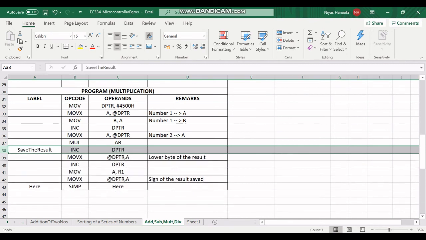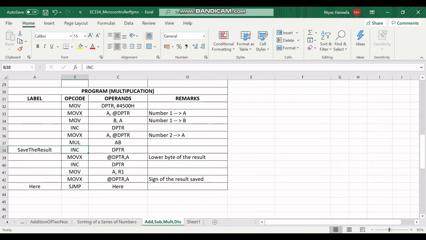Now we have to save. The lower byte is in A, so we will move A, the lower byte of the result. DPTR is incremented again for the higher byte in B. Then that higher byte is also saved. This is the higher byte of the result. Okay, so that is multiplication.